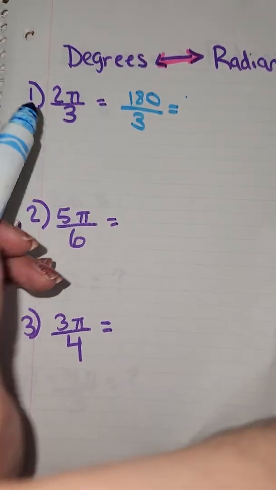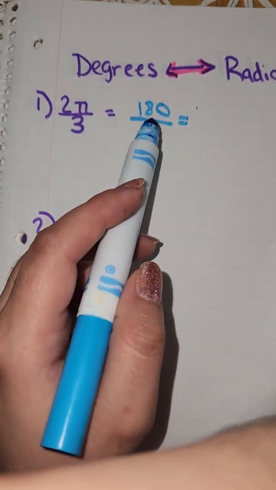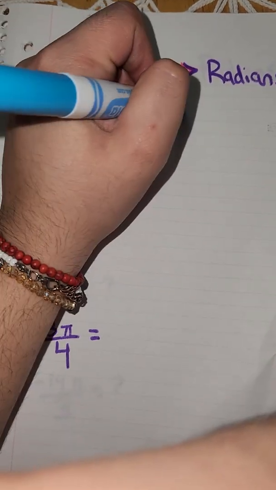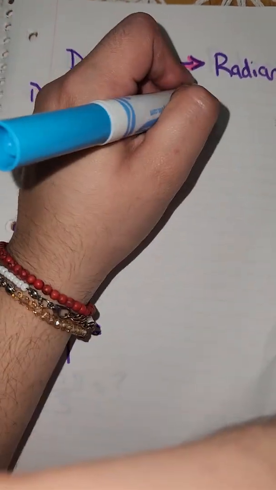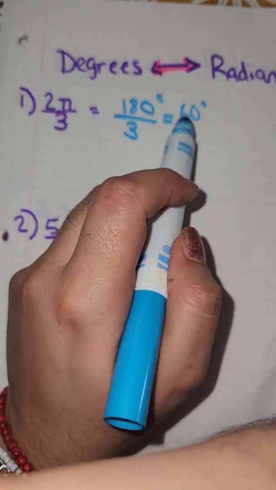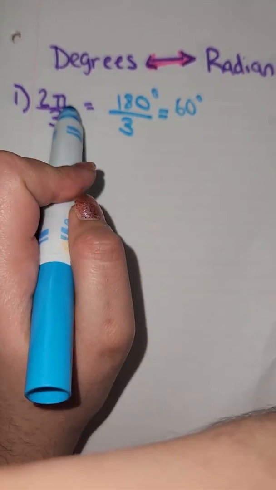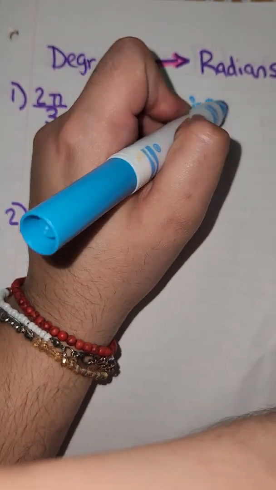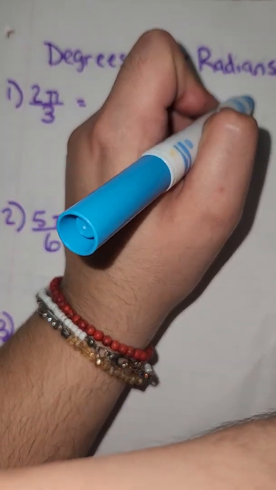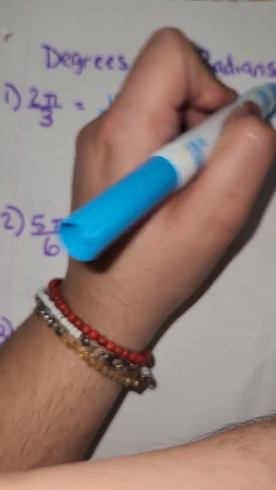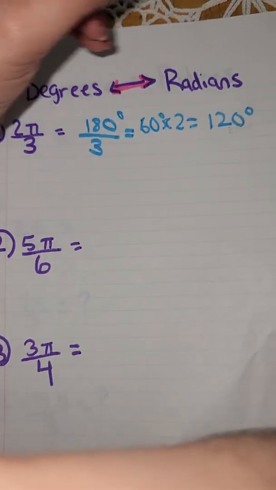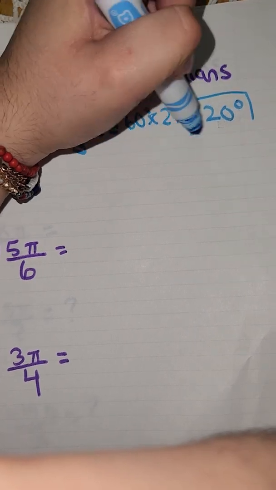We want to turn it into degree mode. So what I like to do is divide 180 degrees by 3, which is equal to 60 degrees. And I times that 60 times the numerator here, which equals 120 degrees, and that's the answer for number 1, 120 degrees.